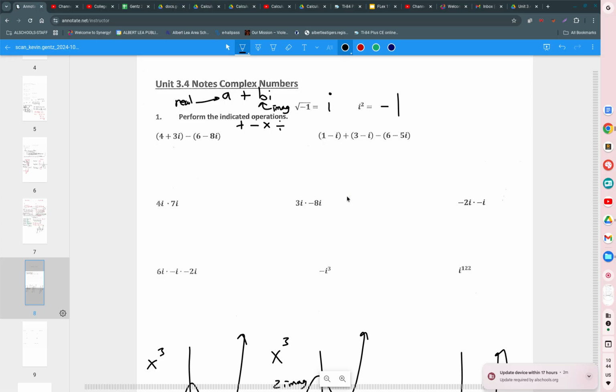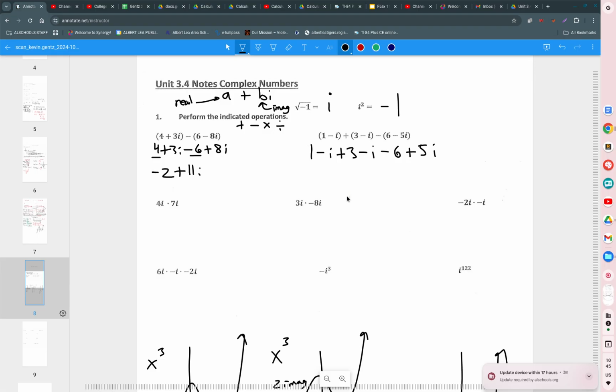4 plus 3i is an imaginary or complex number. 6 minus 8i is a complex number. We will subtract them. And so it's 4 plus 3i, and it's a minus 6, and it's a plus 8i. And all you do is just combine like terms. Our real terms will be -2, and our imaginary terms will be positive 11i. Can you get that problem on the test? Yeah. The next one is 1 minus i plus 3 minus i minus 6 plus 5i.